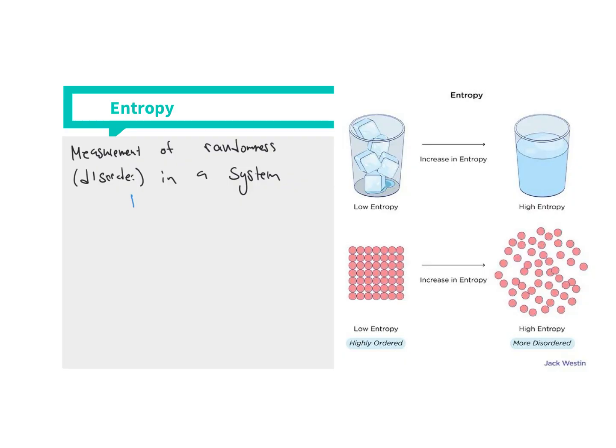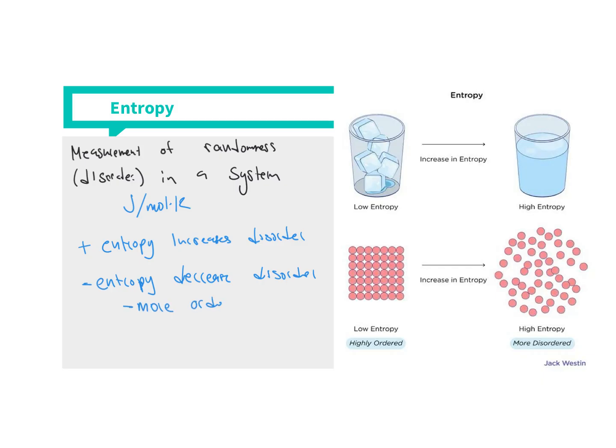Its units are joules per mole times Kelvin, and positive entropy increases disorder, while negative values of entropy decrease disorder. In other words, it is more ordered.